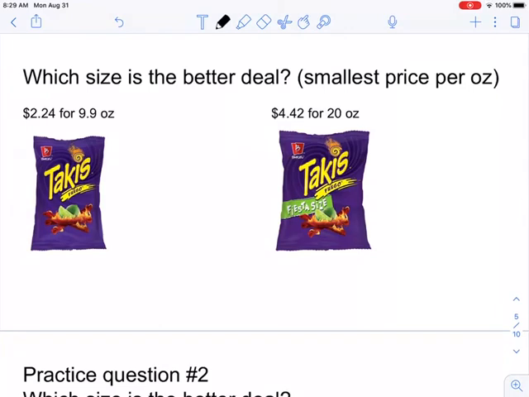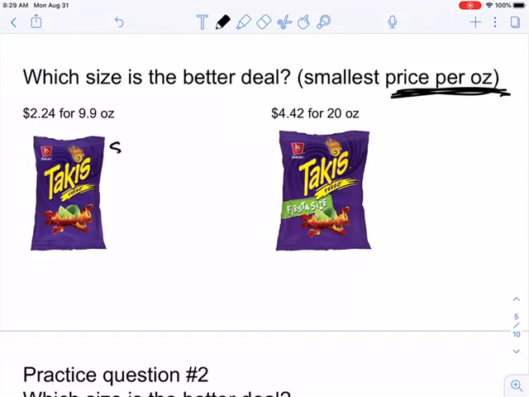Now, one of the reasons why unit price is so helpful is because when you're out shopping, you can use unit price or unit rate to find the better deal, and it'll save us money. So here we have two different size bags of Takis, and we need to find which one is the better deal. Now, in the past, some of my students automatically say this one is the better deal because it costs less. Well, we can't just look at the price of the item. We have to compare it by price per ounce.